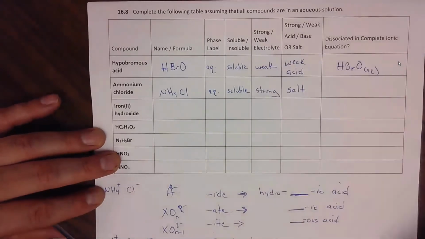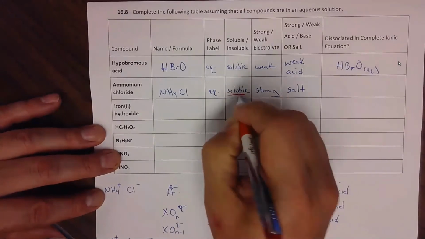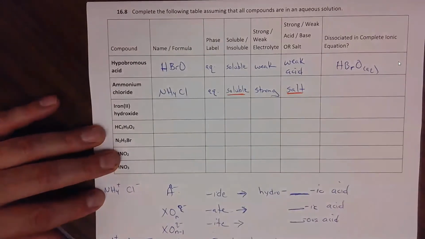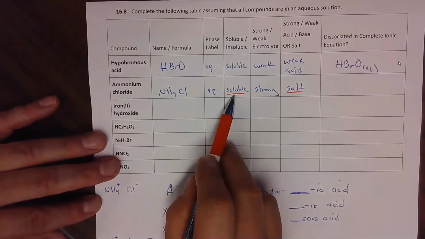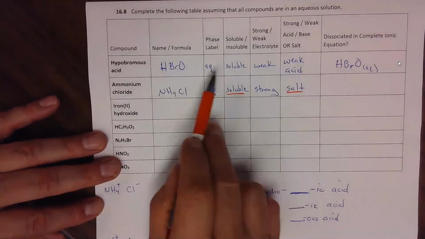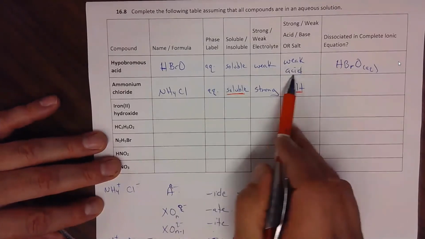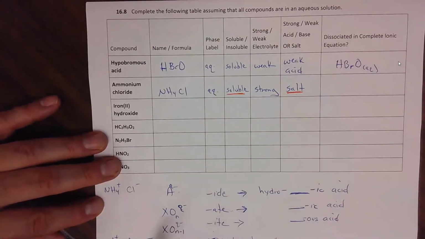Okay, it is strong, and this is important, because it's a soluble salt. Soluble does not mean strong. All acids are soluble. All acids get a phase label of aq, but in this case, it's a weak acid. It did not dissociate. It only dissociates a tiny bit.